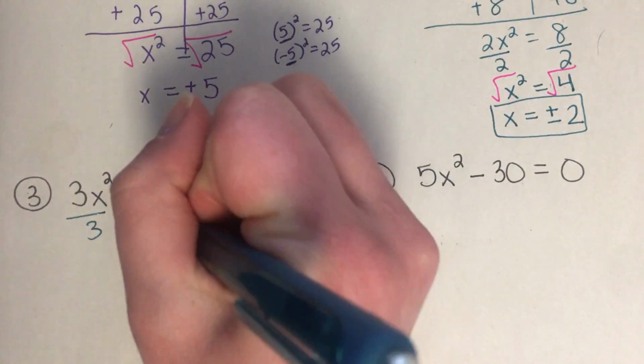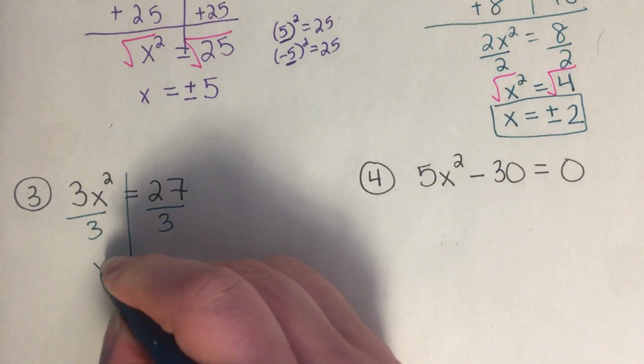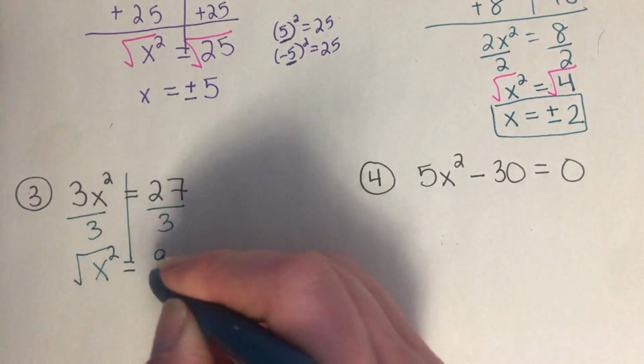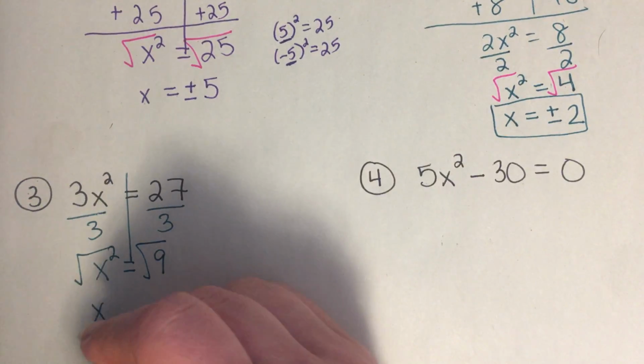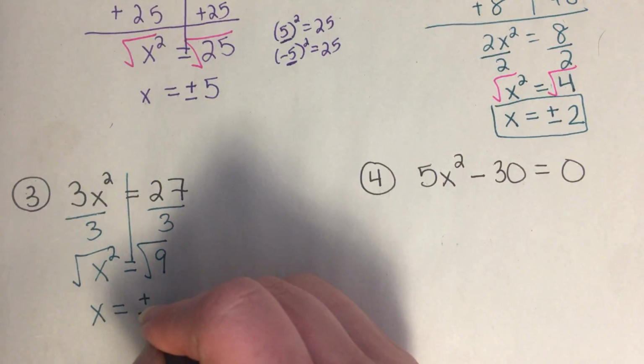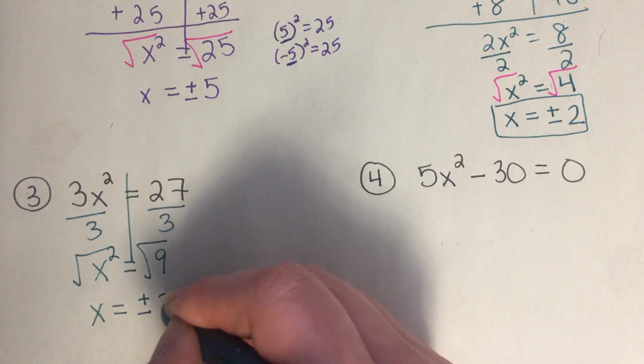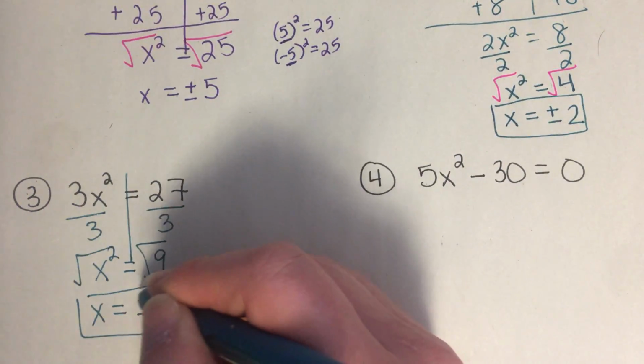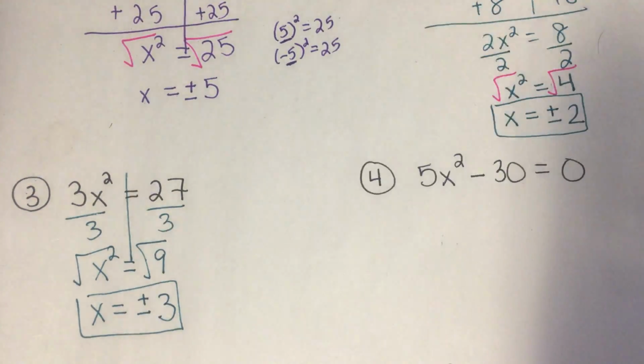So in this example, I'll divide by 3 to get x squared equals 9. And then we'll take the square root of both sides to get x equals, don't forget that plus or minus, and then the square root of 9 is 3. So these are our solutions, positive 3 and negative 3. So now let's take a look at the next example.